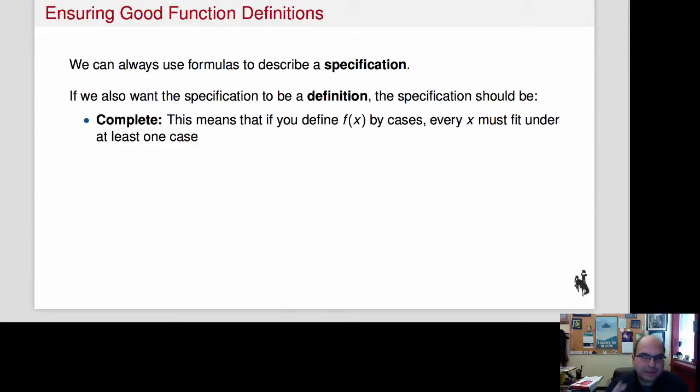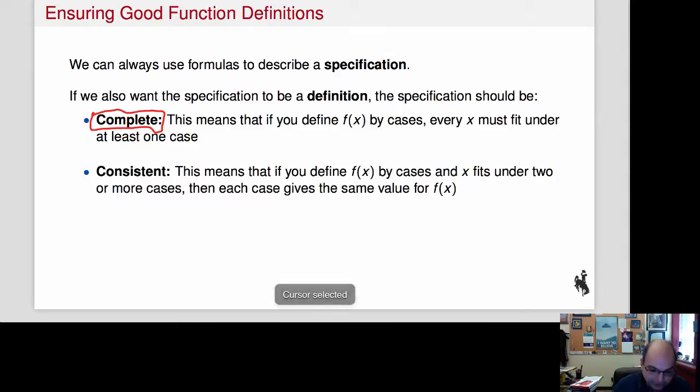Okay? And we actually talked about this a long time ago at the beginning of the course. But I think it's going to make more sense right now, okay? So if we want a definition, we actually need the following. We need completeness, okay? So what does complete mean? What it means is that you must not leave something up to my imagination, because in that case it's ambiguous, right? So if you define it by cases, every x has to fit in at least one case, okay? So that's kind of the first thing that we desperately need, okay?